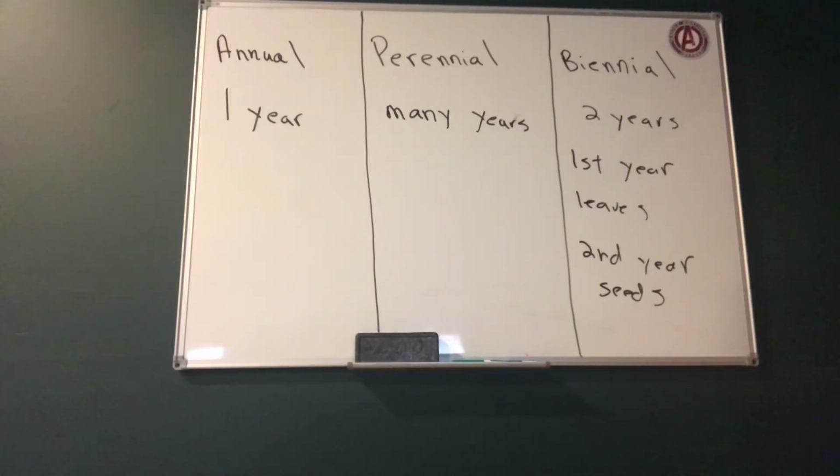And then we have our last one, the biennial. These need 2 seasons to complete their life cycle. Biennial plants grow for 1 season. They grow leaves, stems, and roots. They don't die over the winter. During their second growing season, the plant will flower, set seeds, and then die. Some biennial plants are carrots, parsley, and sweet william.